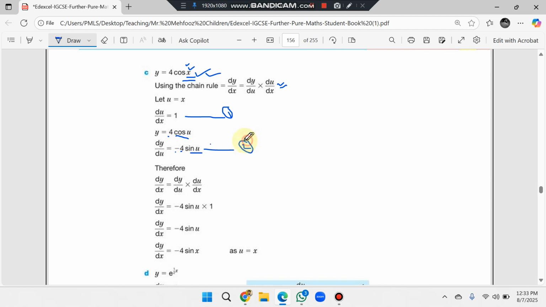Now you can see that if you are using the chain rule, dy by dx is equal to dy by du multiplied by du by dx. So putting the values of dy by du, that is minus 4 sine u, and du by dx, that is simply 1, its answer will be minus 4 sine u multiplied by 1. So your answer is minus 4 sine u, and u can be converted into x by putting this value. So your answer will be minus 4 sine x. So this is your solution. Any problem?